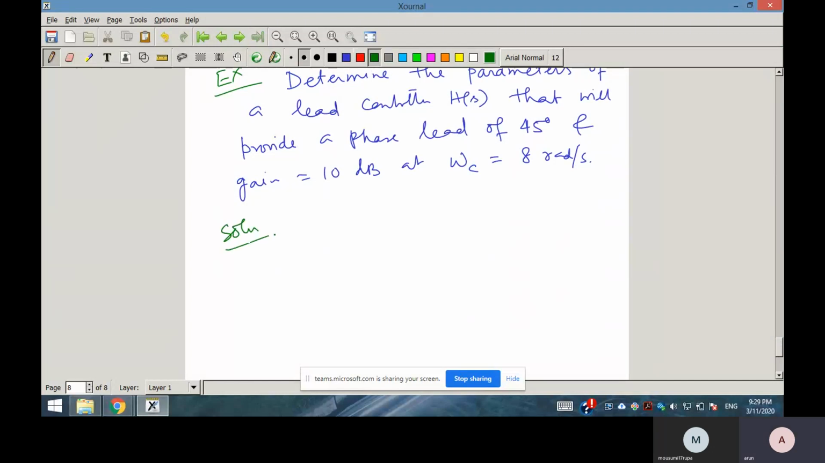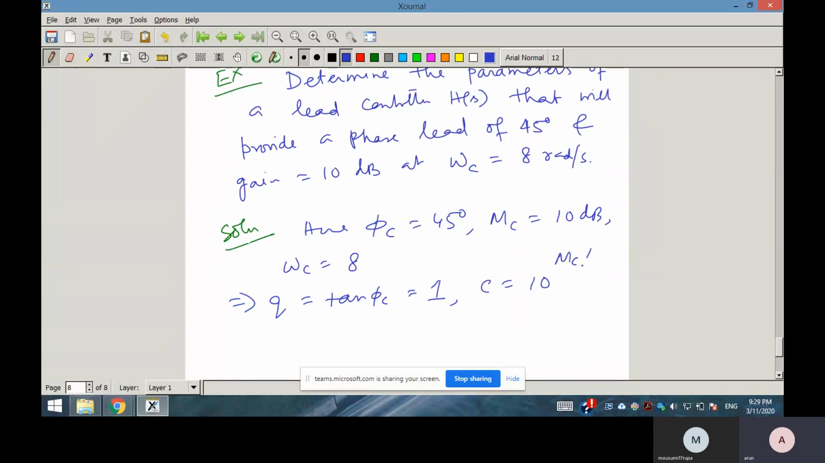We just apply the results that we have derived. What is phi C? Phi C equals 45 degrees. MC in dB is 10 dB. And omega C is 8. This implies Q equals tan phi C, tan of 45 degrees, which is equal to 1. C equals 10 to the power MC by 10, so this is 10. What is the condition? C greater than Q square plus 1 is satisfied. So this means the lead compensator exists.